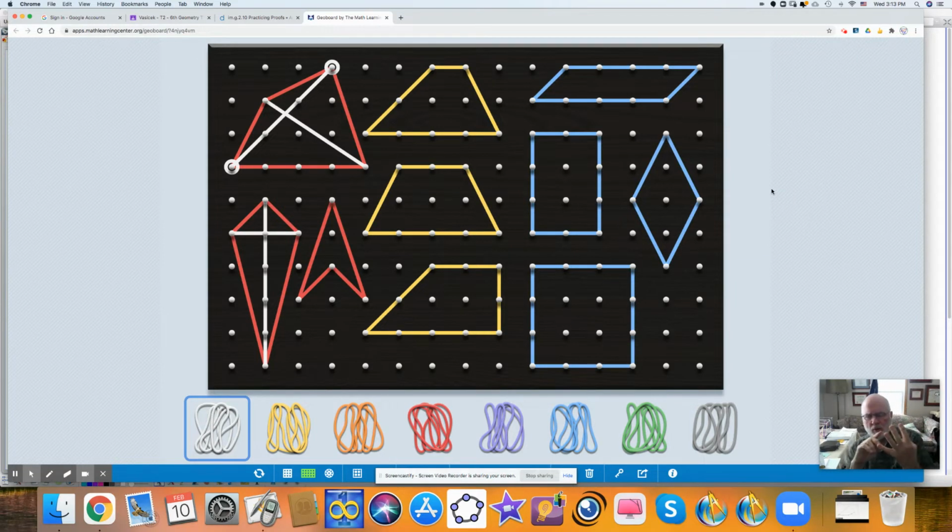Look for four things. Are they congruent? Do they bisect each other? Does the one bisect the other one, but the other one does not bisect it? Are they perpendicular? So look for those things as you do this.